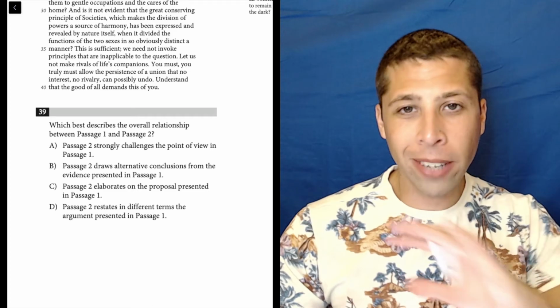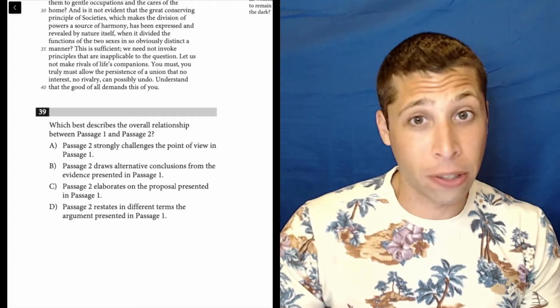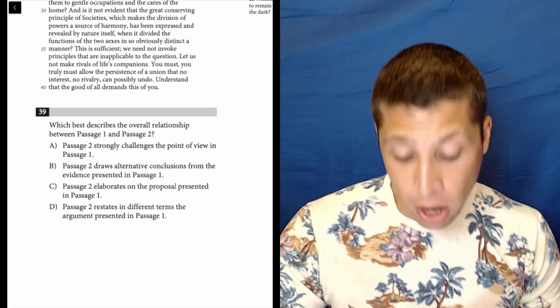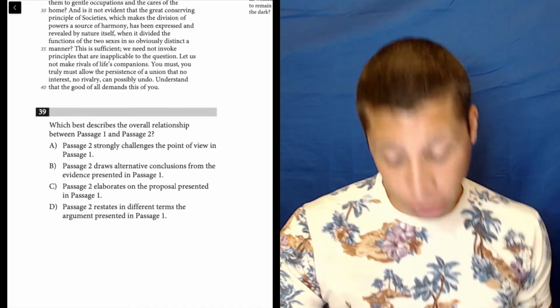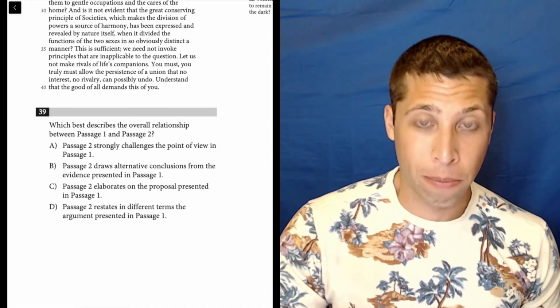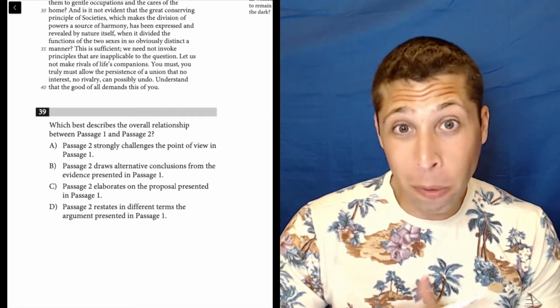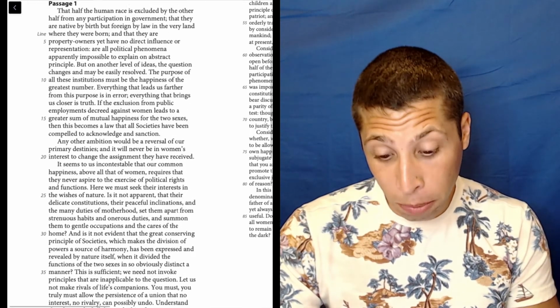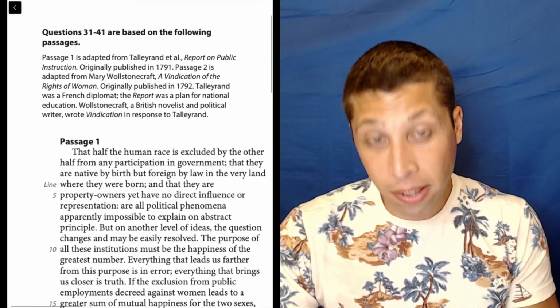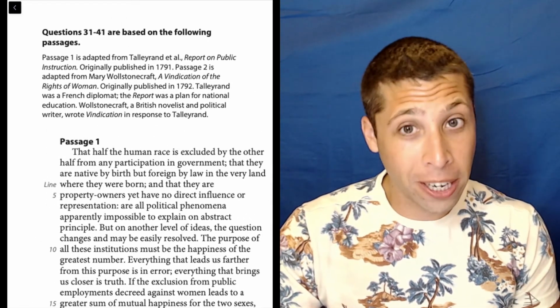On almost every SAT, you're going to see a version of this question for the double passage: Which best describes the overall relationship between passage 1 and passage 2? This won't always work, but the first thing you should always do with this question is go to the blurb. This little blurb is very, very helpful.